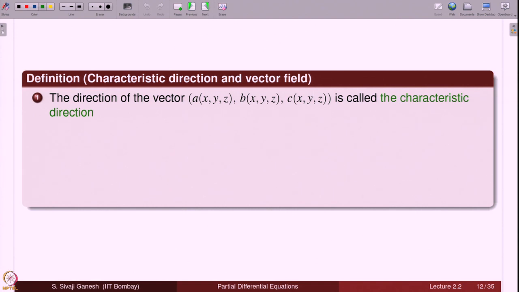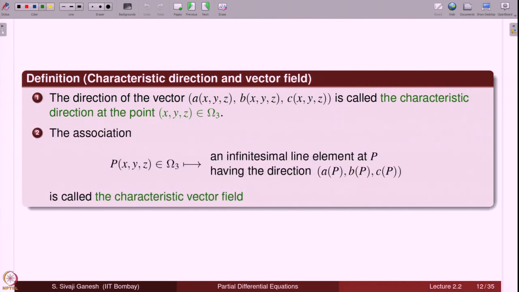Now, we are going to define characteristic direction and vector field. The direction of the vector (A, B, C) is called the characteristic direction at the point (x, y, z) in omega 3. Now, take a point in omega 3 and associate at that point an infinitesimal line element having this direction (A, B, C). This association is called a characteristic vector field. Basically, vector field means you are associating a vector to each point.